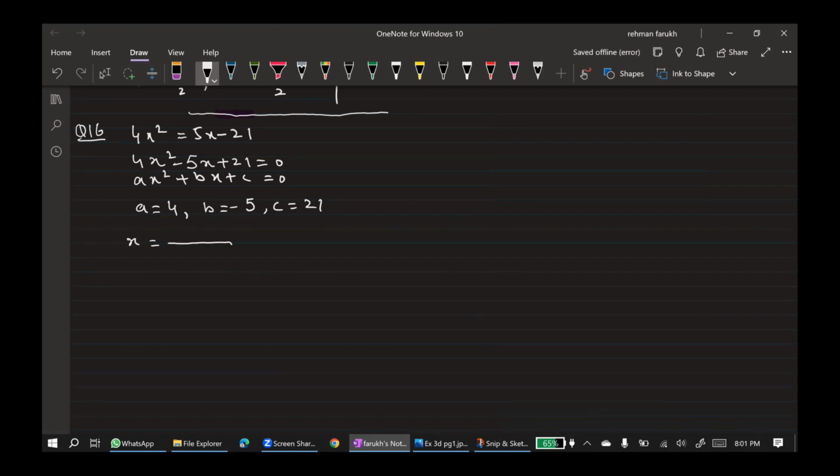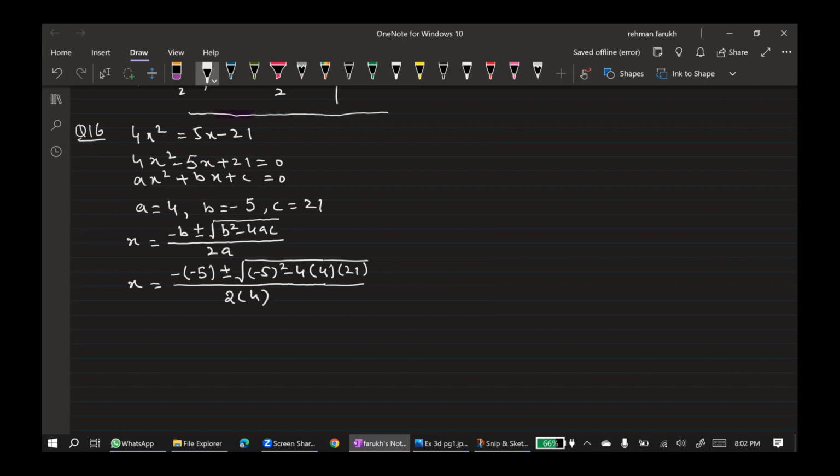Now I will write down the quadratic formula, that is minus b plus minus under root b square minus 4ac over 2a. I will put the values of a, b and c into the formula and simplify. Minus from the formula, value of b is minus 5, plus minus under the root b square minus 4 into a is 4 and c is 21, over 2 into 4.